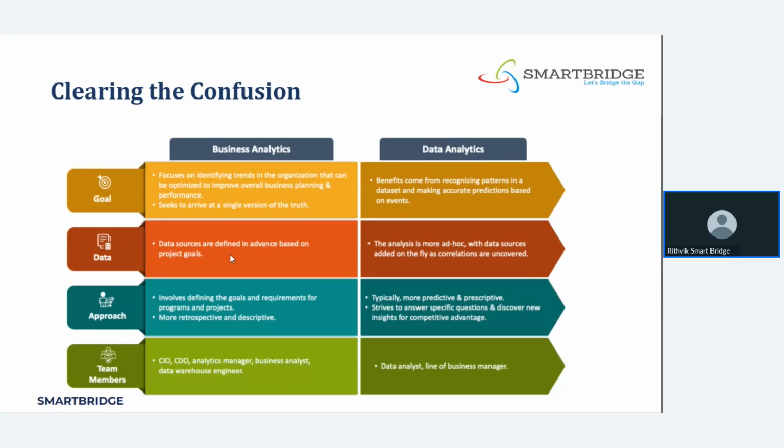Data sources are defined in advance based on project goals. The analysis is more ad hoc and data sources are selected on the fly as correlations are uncovered. Okay, first we are going to find the correlations and it is going to understand the data. And in business analysis, data sources are defined in advance based on the project goals.